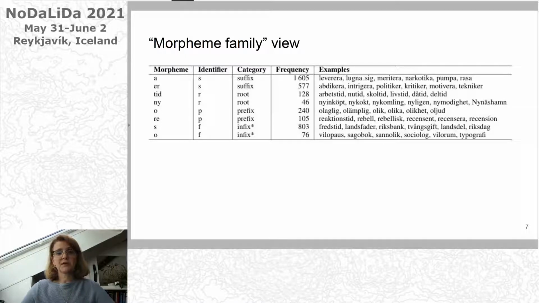It is also true that you will have the same word entering different morphemic families. Like for example, the word meditera, it is a member in the A family, for suffix A, but it also is a member for the er suffix family, and it is also a member for its root, and so on and so forth. So the word can be appearing more than once in this case.